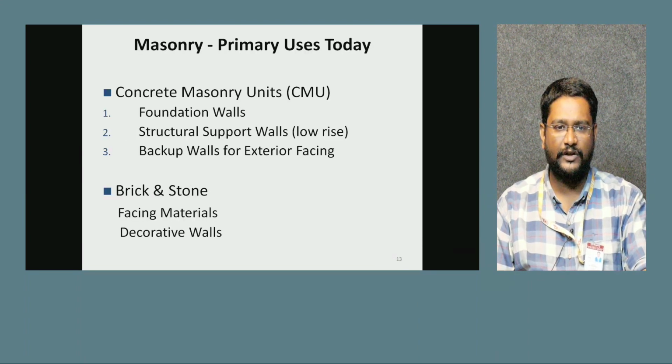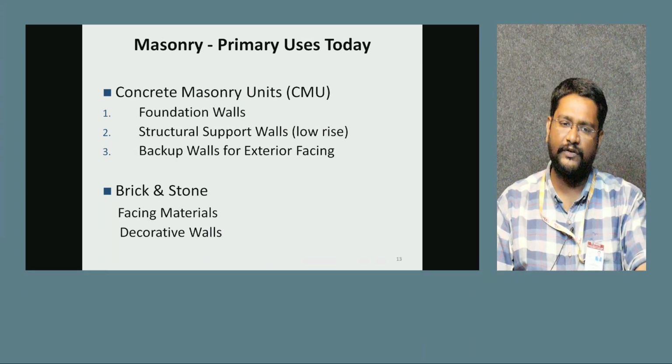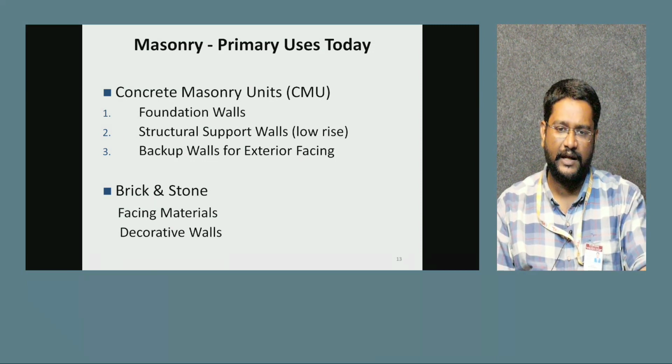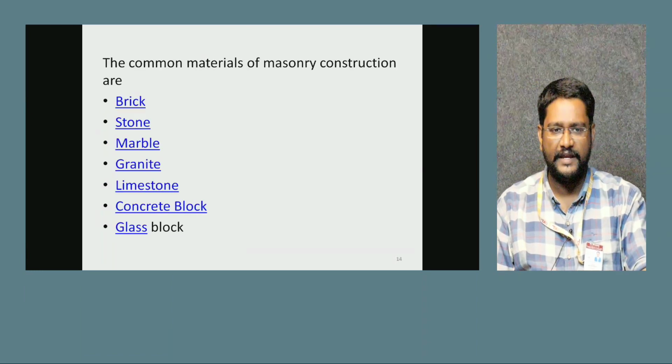Next, the primary uses nowadays of concrete masonry: foundation walls, structural support walls, backfill walls and exterior facing. Coming to brick masonry and stone masonry, we have a facing material. For example, for elevation we have claddings, and those claddings can be brick cladding, clay cladding, tile cladding. So we have different decorative walls, and for appearance purposes we can use any type of masonry. The common materials for masonry are brick masonry, stone masonry, marble masonry, granite masonry and limestone masonry. Marble, granite and limestone all come under stone masonry. Next are concrete blocks and glass blocks.